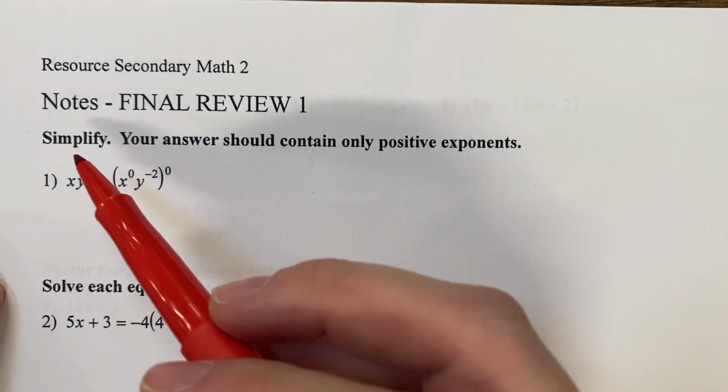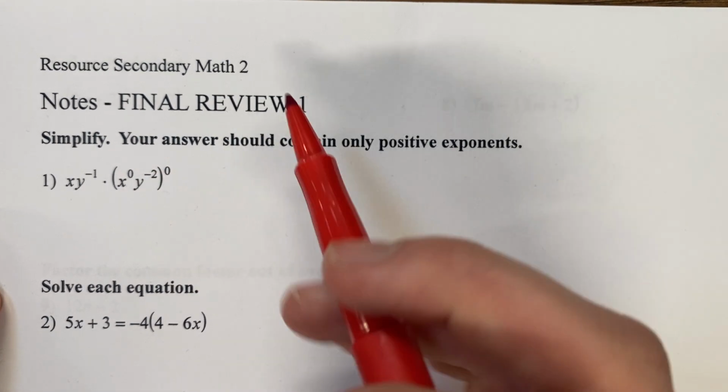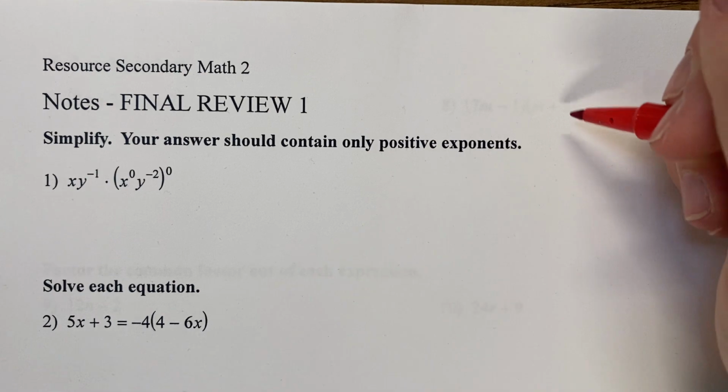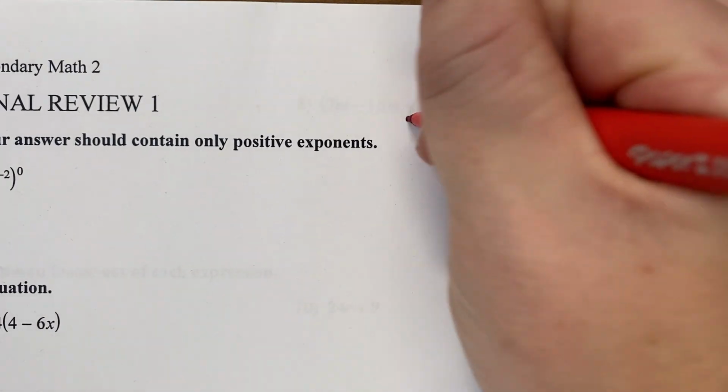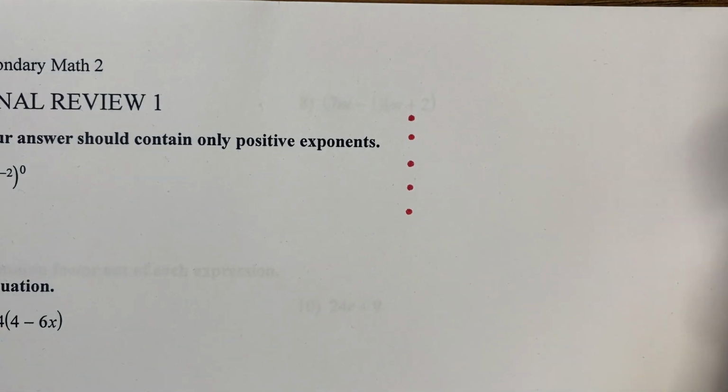we talked about exponent rules. Okay, so for number one, it's just telling us to simplify. Your answer should contain only positive exponents. Okay, so let's go ahead and remind ourselves of our exponent rules that we're dealing with. So we actually had 5 exponent rules.